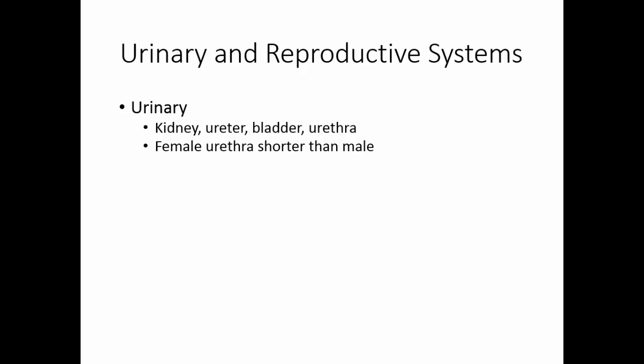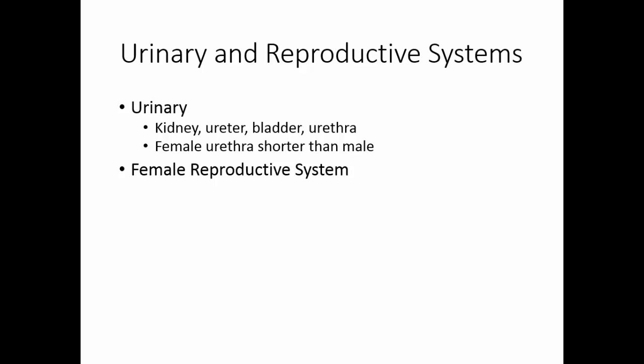Diseases of the urinary system can interfere with our elimination of soluble wastes. Diseases of the reproductive system can interfere with the ability to reproduce offspring. In the urinary system, there is the kidney, the ureter, the bladder, and the urethra. And you will remember that the female urethra is shorter than the male urethra.